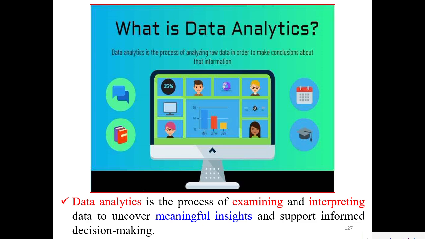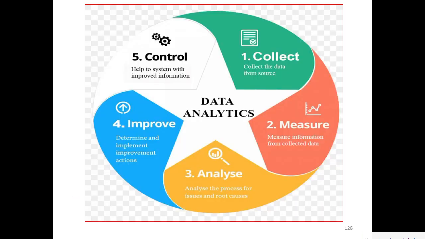Then we are moving to data analytics, which consists of five steps. We are collecting the data from various sources and measuring information from the collected data. Then we are analyzing the process for issues and root causes. Then we improve, determining and implementing improvement actions. And finally, we are controlling the system with improved information.